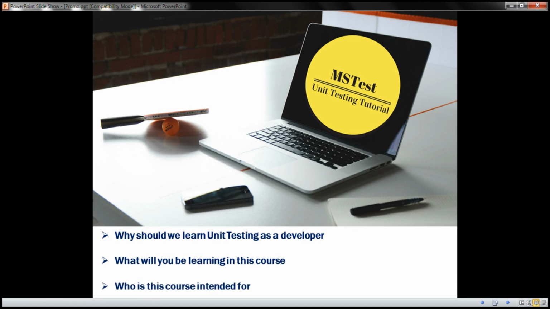So who is this course intended for? This course is intended for all students who are learning Microsoft .NET and for all levels of developers who are using Microsoft .NET and developing software applications.